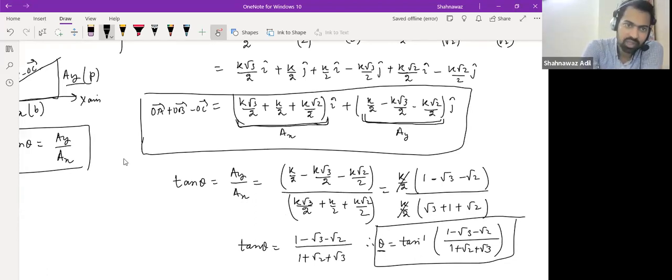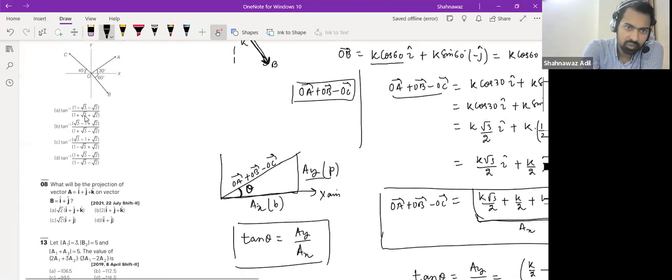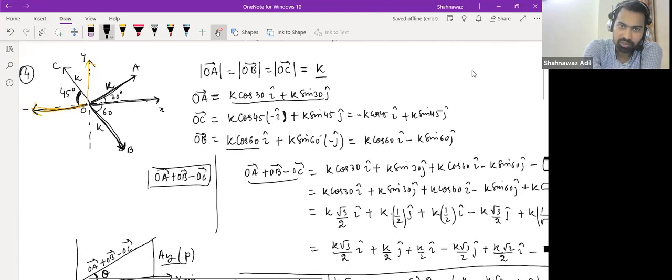So what is the correct answer? Yeah, 1 minus this part divided by. So, any doubt in this problem, guys? Any doubt? No, sir. Yeah, so please note it down.